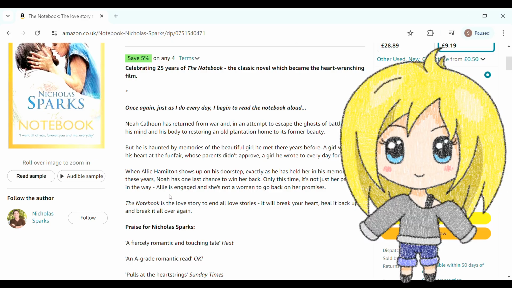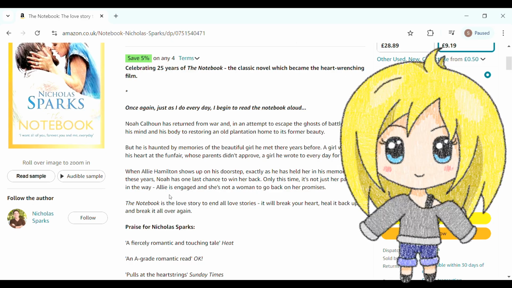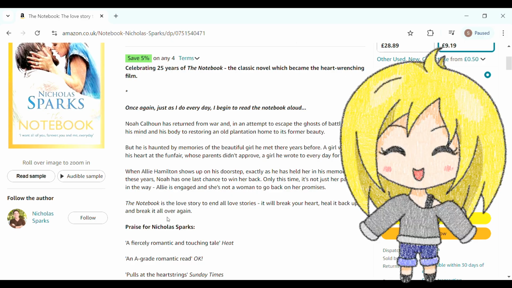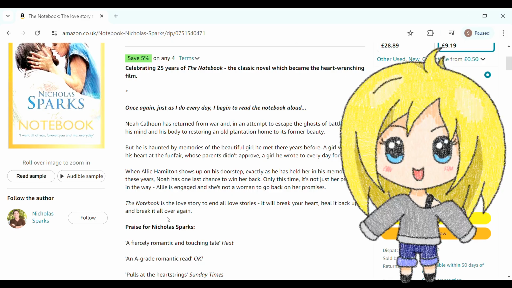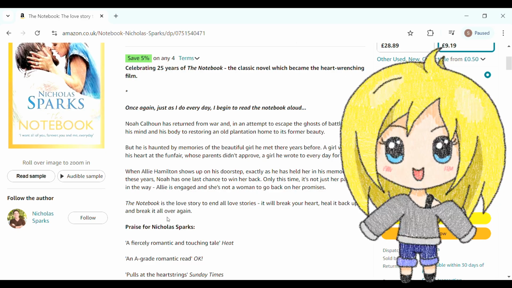Only this time it's not just her parents in the way. Allie is engaged, and she's not a woman to go back on her promises. The Notebook is the love story to end all love stories. It will break your heart, heal it back up, and break it all over again.